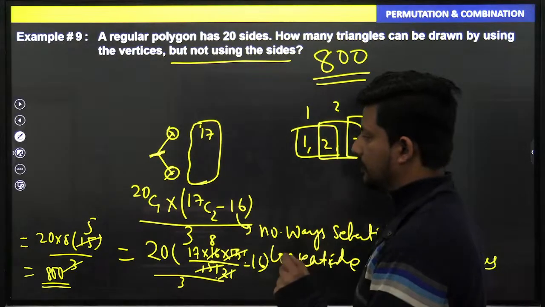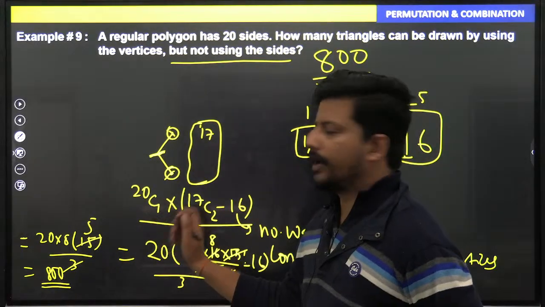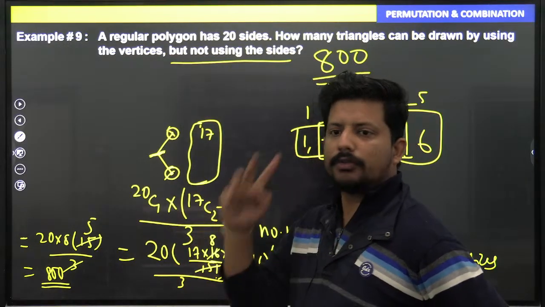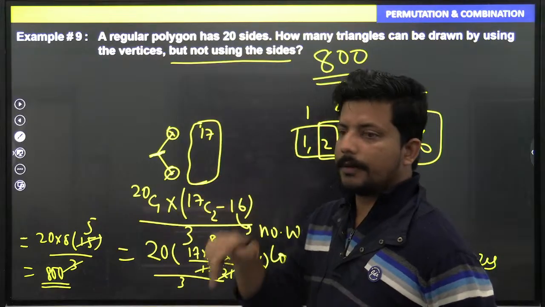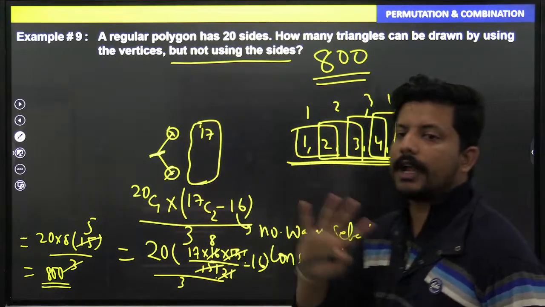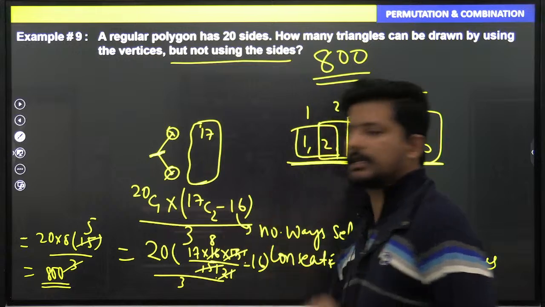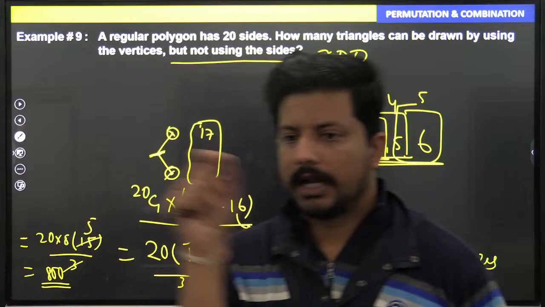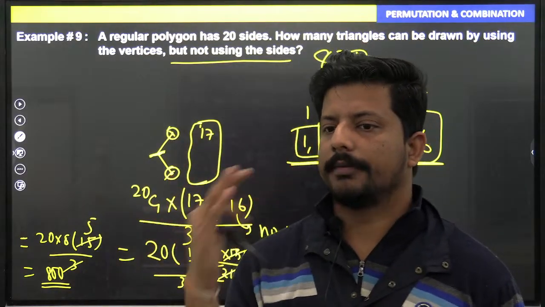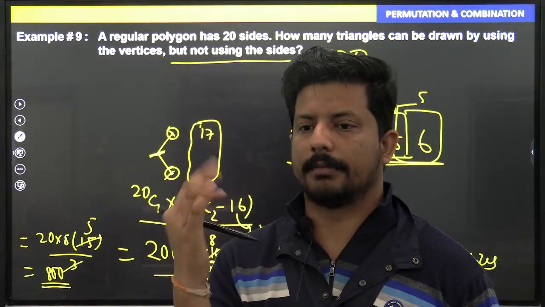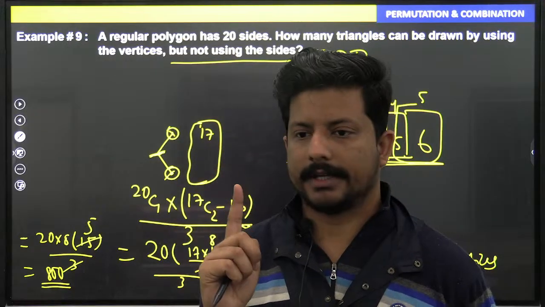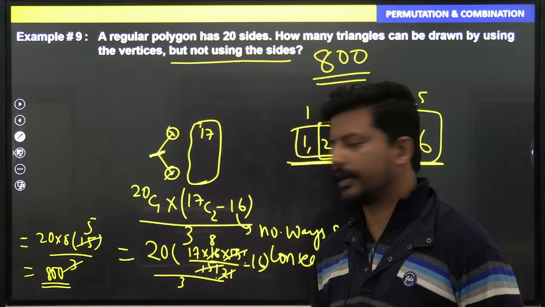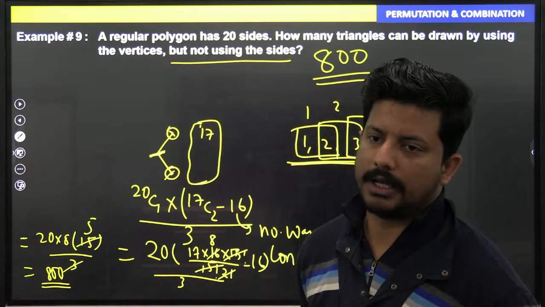Each and everything you need to know from that. 20C1 means what? We are selecting the first one. 17C2 means you need to select 2. In this linear arrangement we are not selecting 2 consecutive, so you need to minus 16. And this gives you what? An optical illusion: every 3 points seems to give 3 triangles, but from 3 points only one triangle is made. So we need to divide by 3. This gives you 800 as the answer.